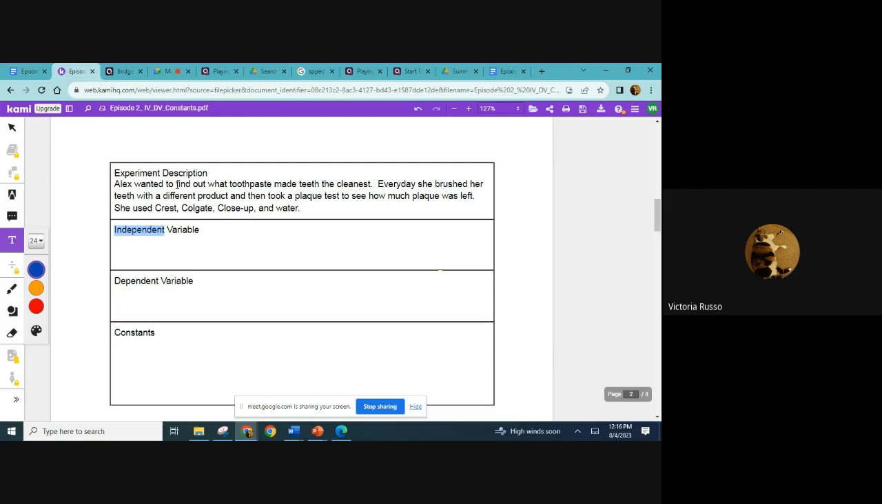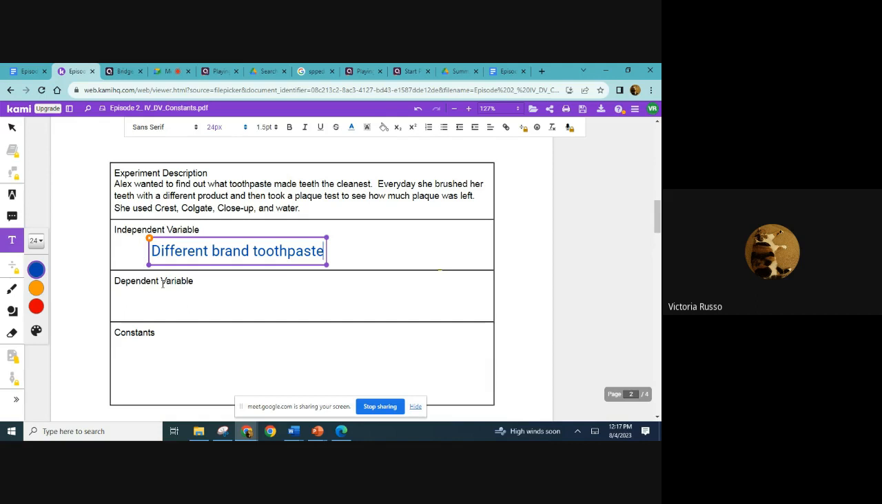Alex wants to find out what toothpaste makes teeth the cleanest. Every day she brushes her teeth with a different product and then takes a plaque test to see how much plaque was left. She used Crest, Colgate, Close-Up, and water. So the independent variable in this experiment is what Alex is changing. What is she setting up that's changing? She's using a different brand of toothpaste. Don't just say toothpaste, because you could change a lot of things about the toothpaste, like the amount. You want to be very specific about what she is changing.